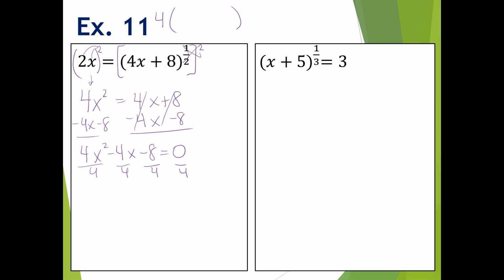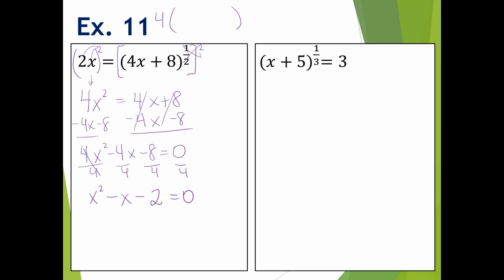But when you have an equation, you're allowed to divide everything, because as long as you do it to one side and the other side, you're good to go. When you just have an expression, there's no other side to do it to, so you have to leave the 4 there. But now we can say, okay, so 4x squared divided by 4 is just x squared. Negative 4x divided by 4 is negative x. And negative 8 divided by 4 is negative 2. And that equals 0.